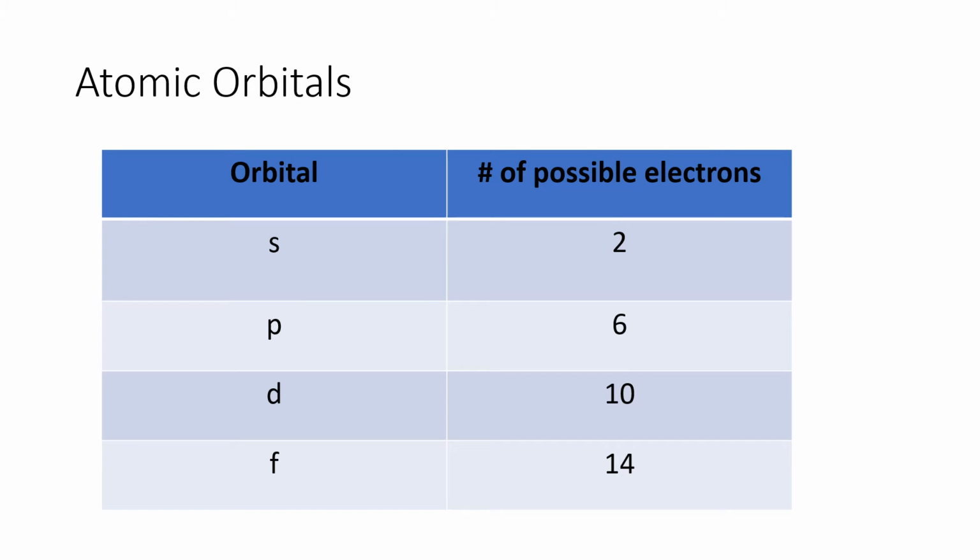So the number of possible electrons in each orbital: in S, it's 2, P is 6, D is 10, and F is 14. And I will tell you that these will correspond with how the periodic table is laid out.